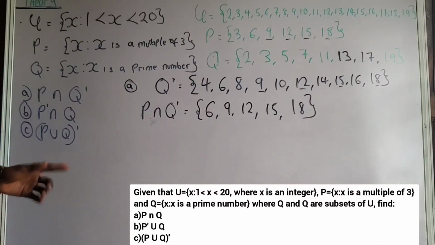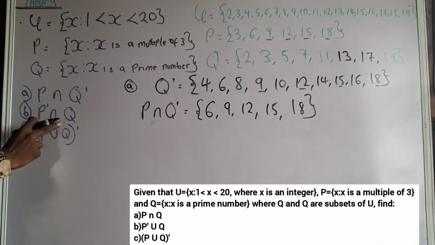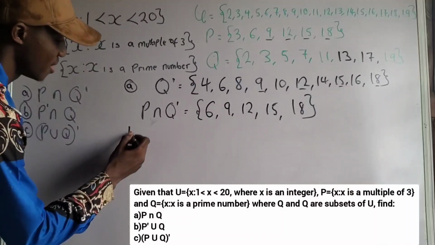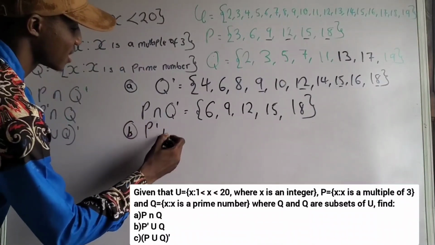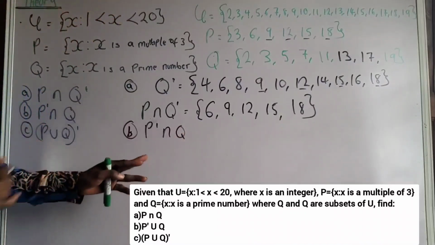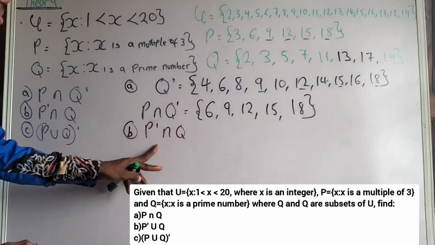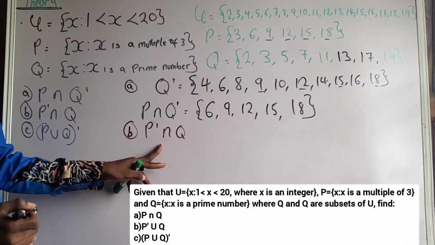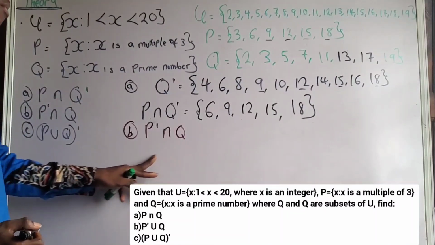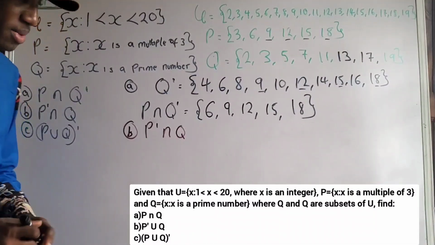Okay, so we are done with the first one. Let us proceed to the second one. P prime intersection Q, or P complement intersection Q. Now, listen to me. We cannot find P complement intersection Q without looking for P complement. So the first step is that you have to look for P complement. So, let us find P complement.